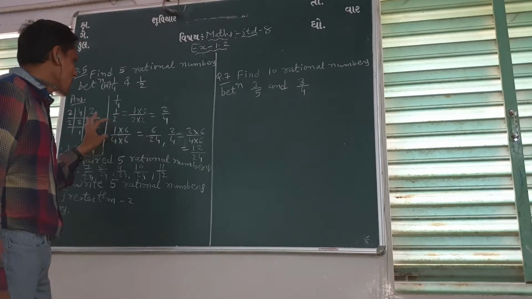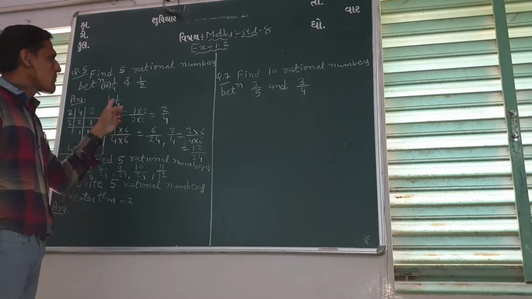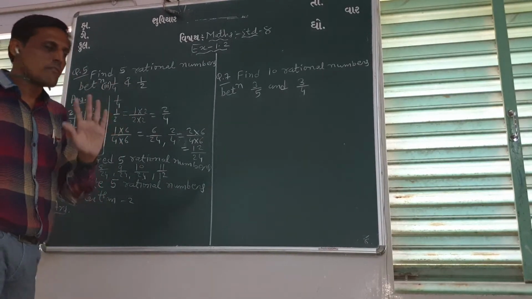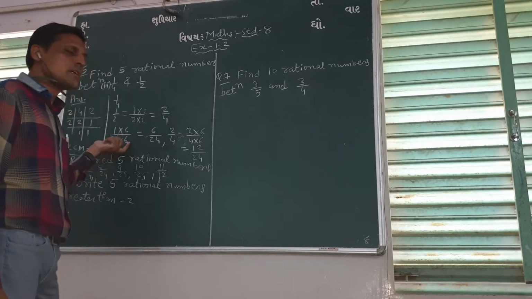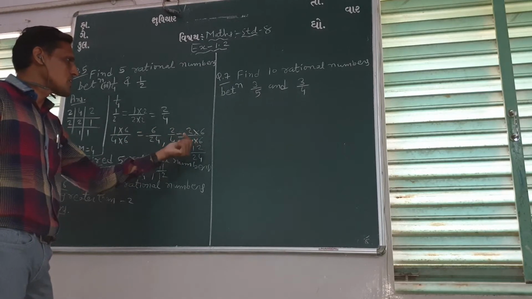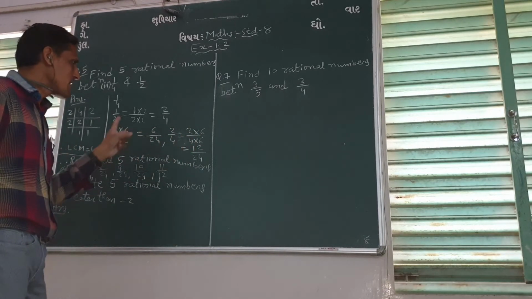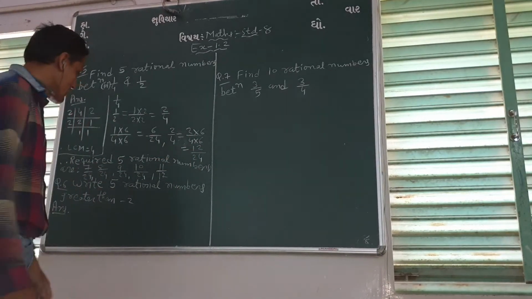Then 1 by 4 into 6. Why? Because between 1 by 4 and 2 by 4 we don't have 5 rational numbers, so we have multiplied both by 6. So 6 by 24, then 2 into 6, 4 into 6, so 12 by 24. Between 6 by 24 and 12 by 24 we have 5 rational numbers.